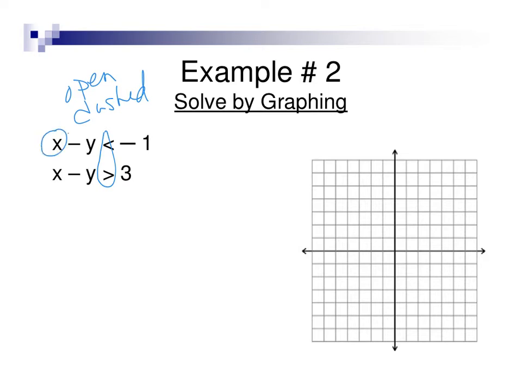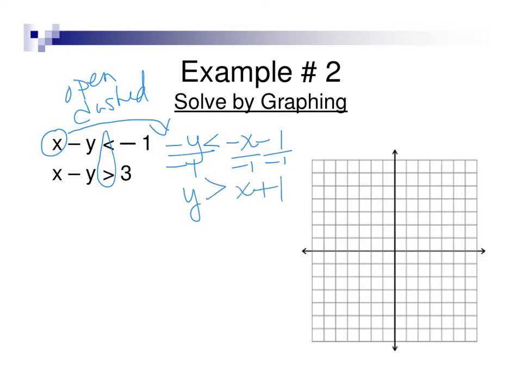I need y by itself, so I've got to move the x over. So now I have negative y is less than negative x minus 1. Then I've got to get rid of the negative in front of the y. And remember, with an inequality, if you multiply or divide all the way through by a negative sign, it flips the direction of your inequality. So here is my equation for the first one.